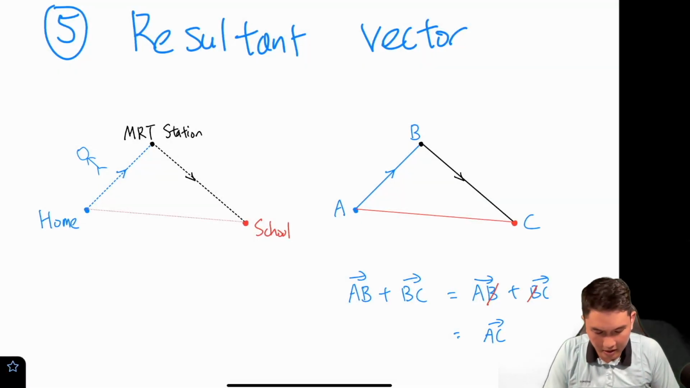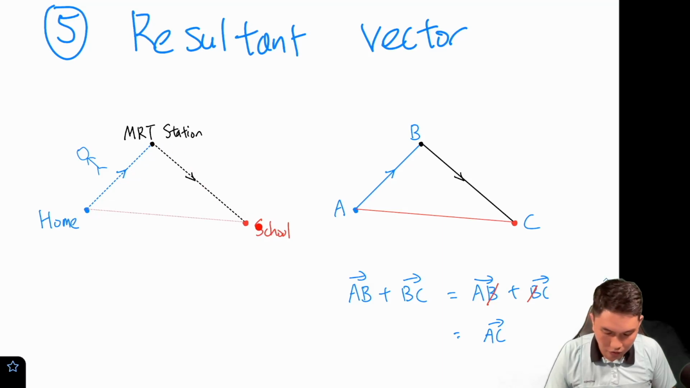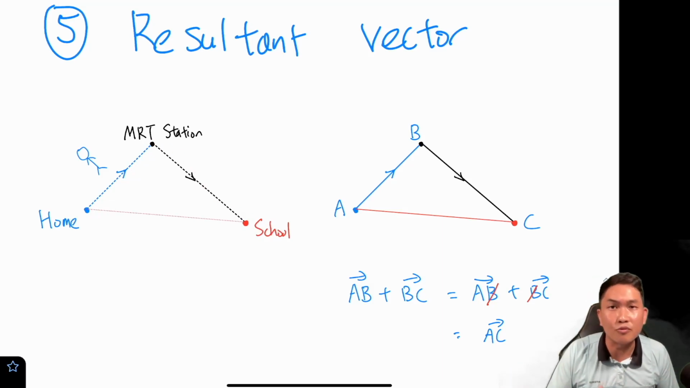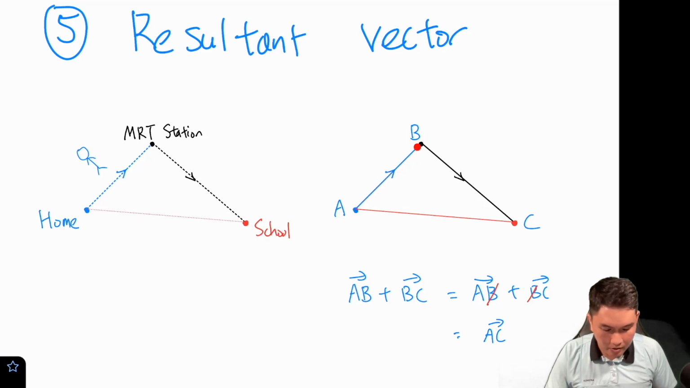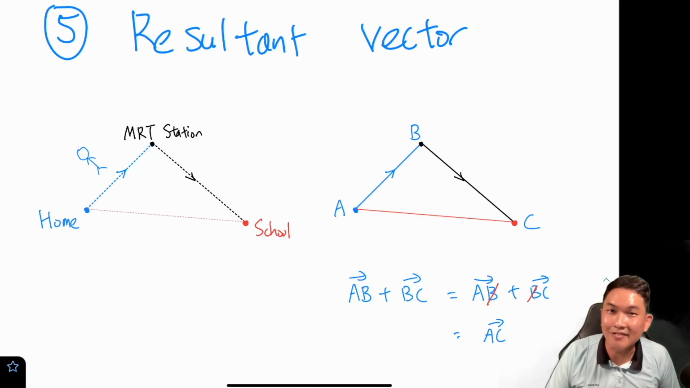Resultant vector, an example I can give you is if you go to school, you go to the MRT station, then you go to school, the result is I went from home to school. Now in vectors, we kind of have the same idea. If you go from A to B, then you go from B to C, it is the same as just going from A to C, isn't it?